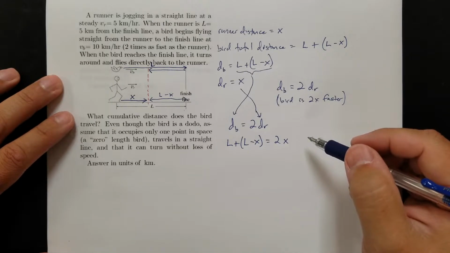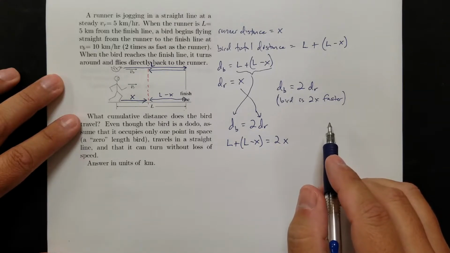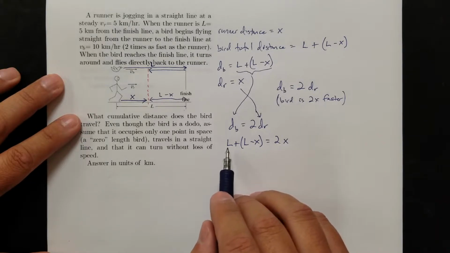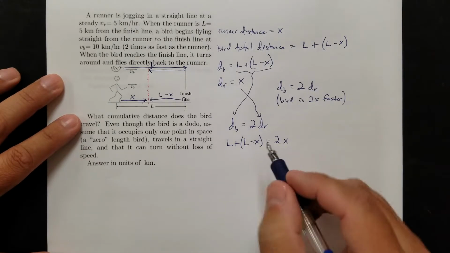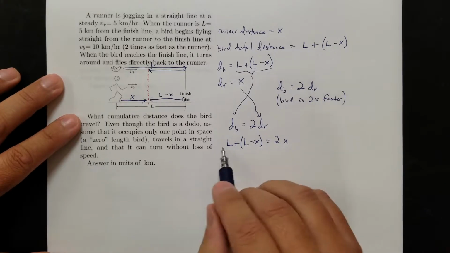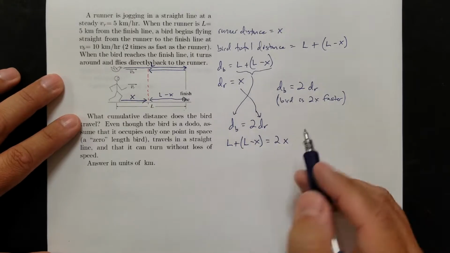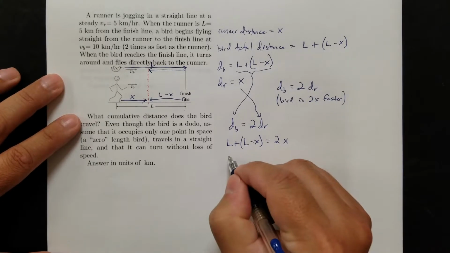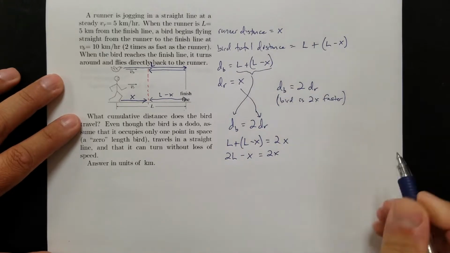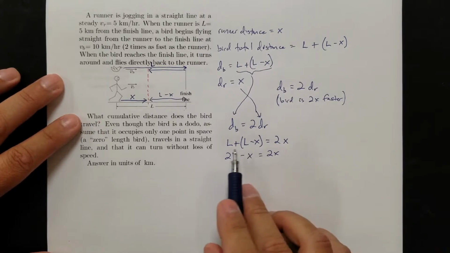And from here, I can simplify, right? So let's see. So L plus L minus X, L plus L, right? I don't really need these parentheses because the addition and subtraction, it doesn't matter. So the L plus L is 2L, right? So I'm going to say 2L minus X equals 2X, right? So I basically got rid of that parentheses. I can do that because it's addition and subtraction, right?